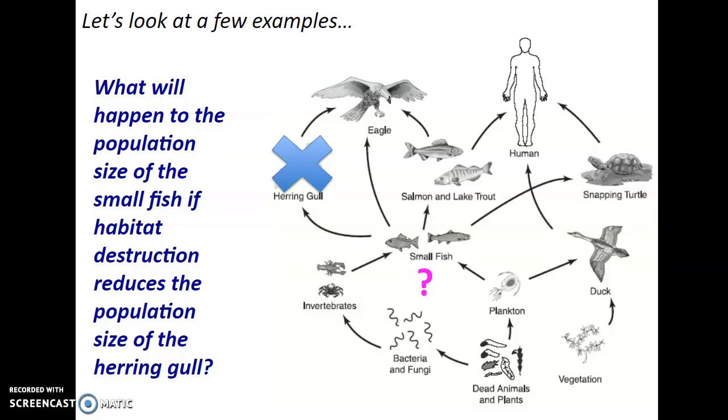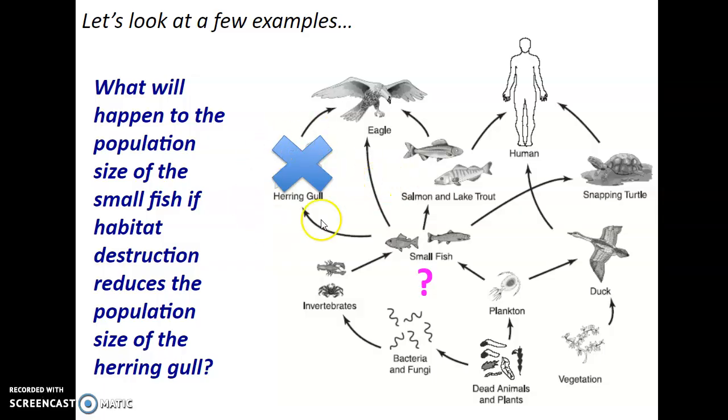What do you think is going to happen to the population size of the small fish? This right here in the pink. If habitat destruction reduces the population size of the herring gull. Right here. So if we look at our arrows and we look at where small fish are, small fish get eaten by herring gull based off of the arrows. They also get eaten by the eagles and salmon and lake trout and so on.